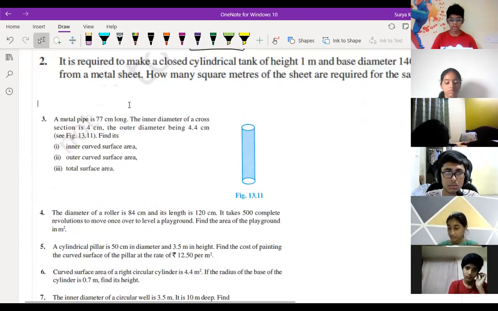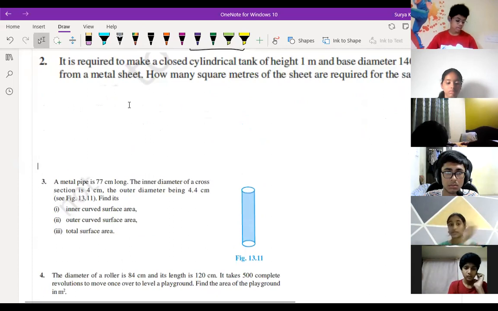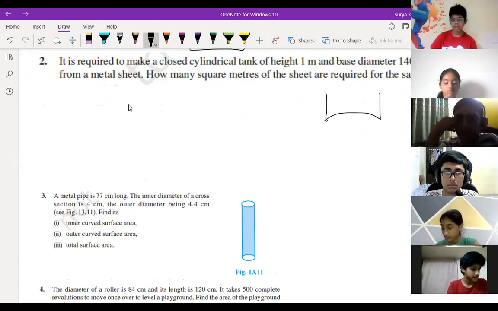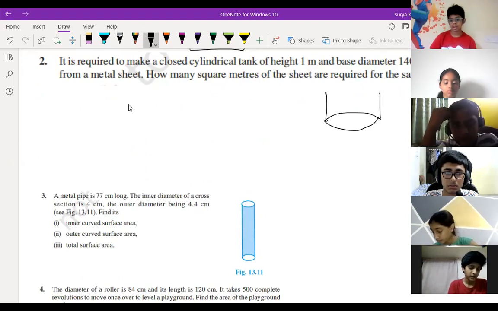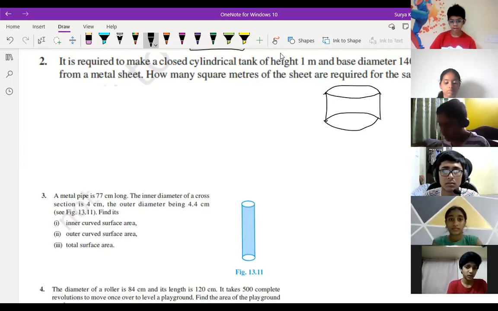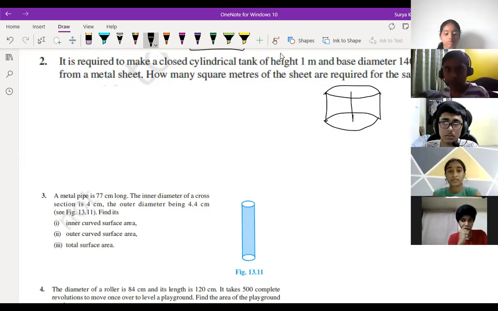Next question, number 2: it is required to make a closed cylindrical tank. So what did we get for the diameter in the previous question? Diameter is equal to 2 centimeter. I got 2r is equal to 2, sir. Yeah, 2r is nothing but the diameter only, right? Okay, sir.